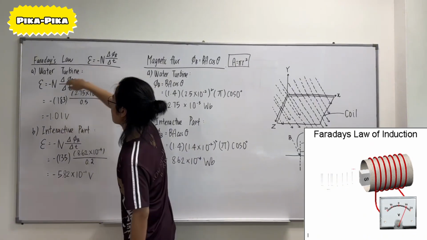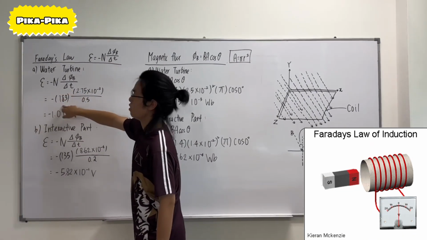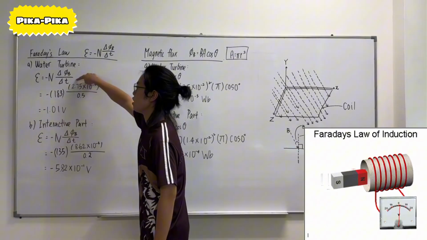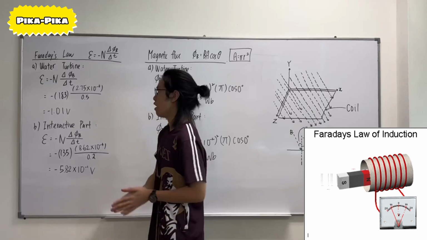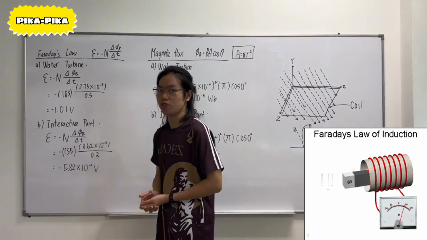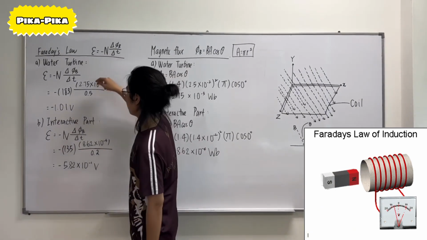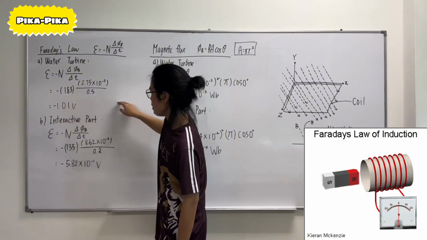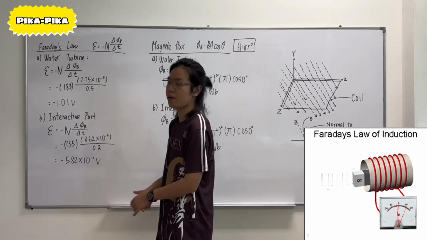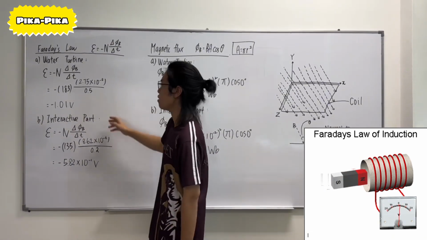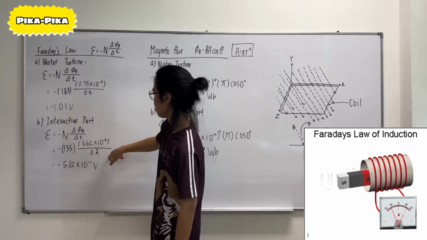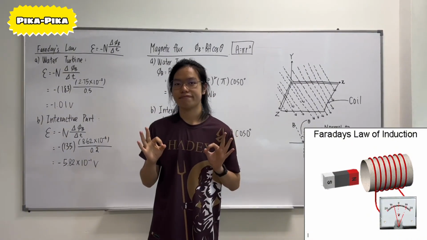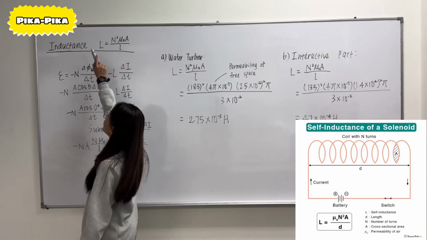Okay, for the water turbine, this is the calculation. We just substitute in the number of turns, the answer just now, and 0.5, which is the change in time. Use the stopwatch to count how long it takes to produce the electricity. So substitute into the calculator, and the answer is here. Now move to the interactive part. It's the same formula, just different values. Substitute in the values, then boom, answer. Easy, right?